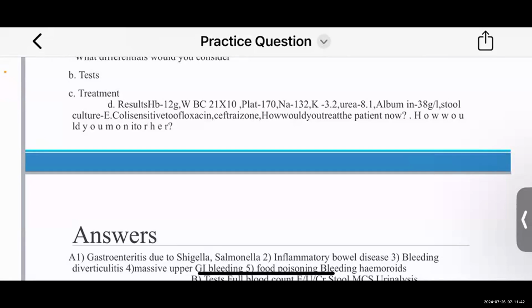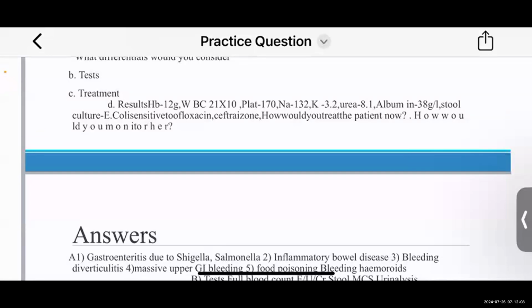But we also have to bear in mind that the treatment is also based on the results that we have, which show hemoglobin of 12. The patient's PCV is still fairly okay, but it's a possibility that by the time we rehydrate this patient, the PCV might drop further, and the patient might need a blood transfusion. The white blood cell count is 21,000. So there's an ongoing infective or inflammatory process that is giving a reactive white blood cell elevation.